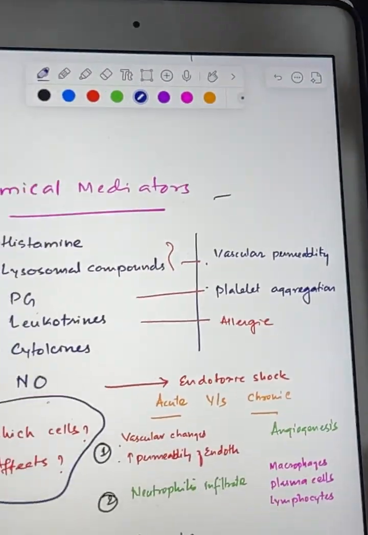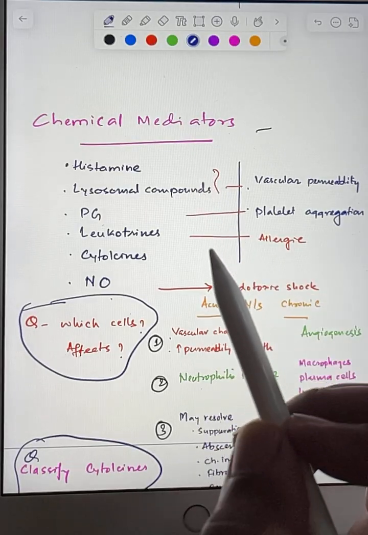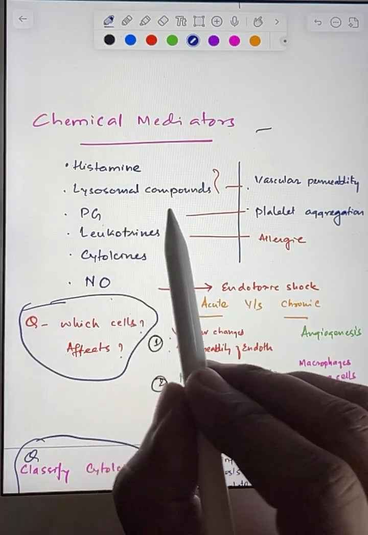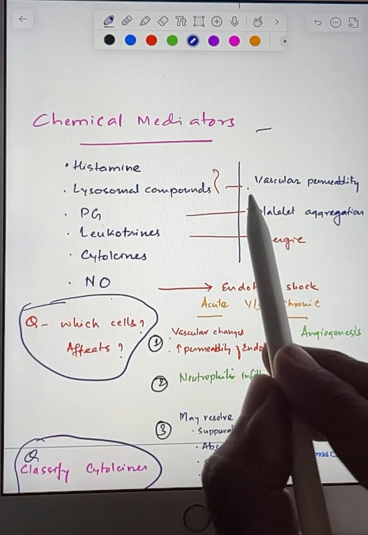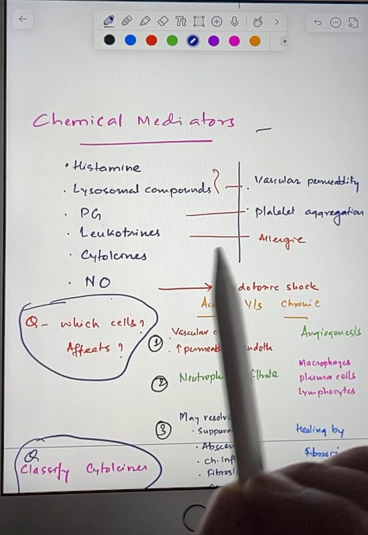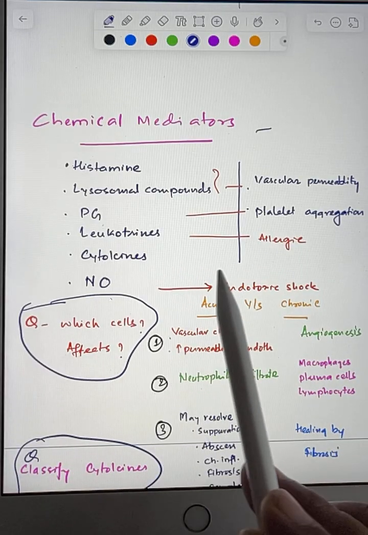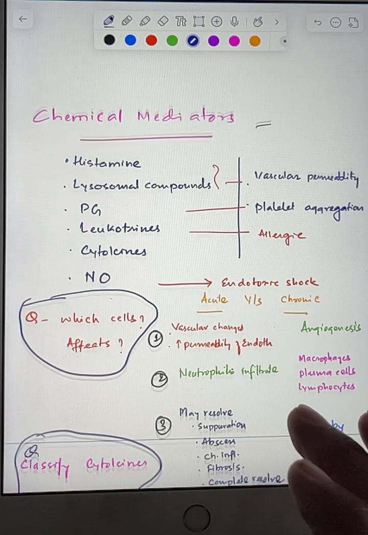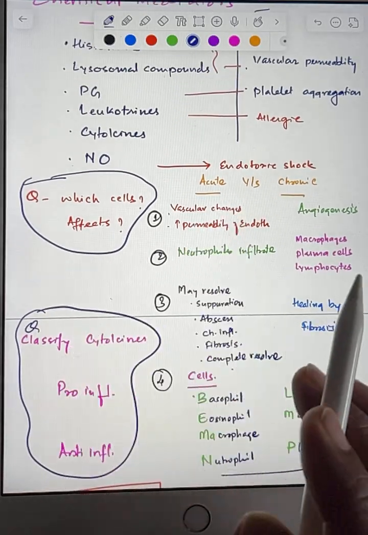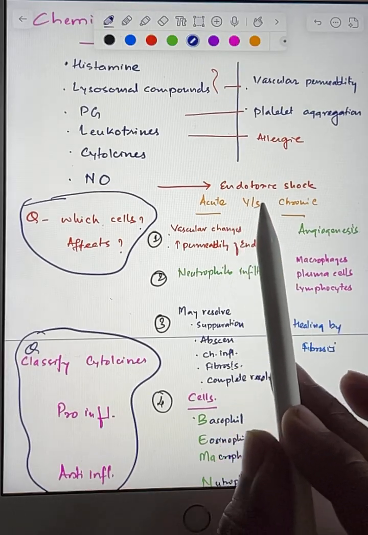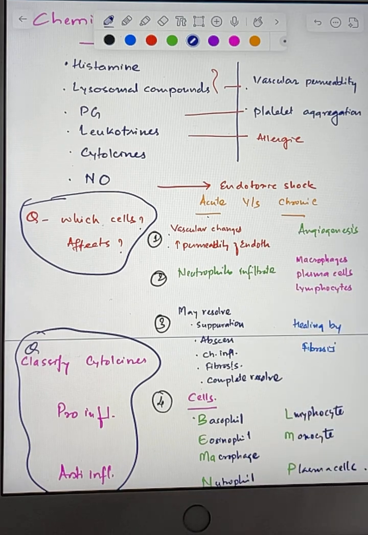Now see, these are the chemical mediators of inflammation: histamine, lysosomal compounds, prostaglandins, leukotrienes, cytokines, nitric oxide. Histamine causes vascular permeability. Prostaglandins cause platelet aggregation, then leukotrienes, and the histamine reaction. What are the cells which affect these? There is endotoxic shock; nitric oxide causes it.